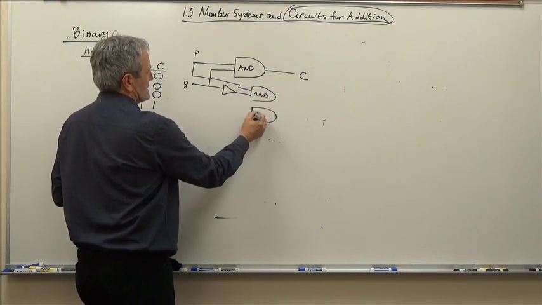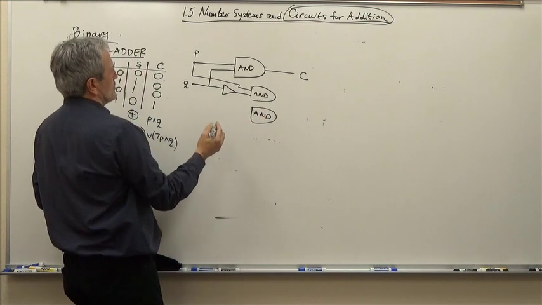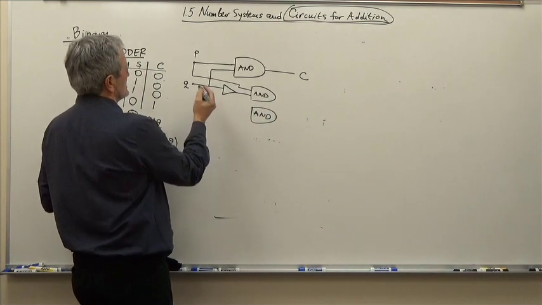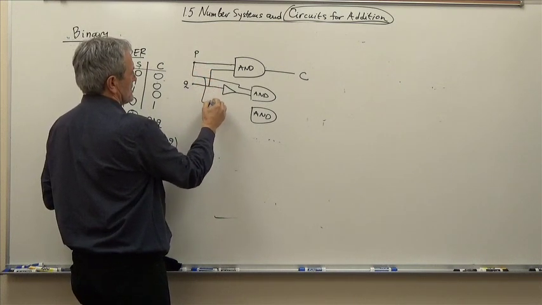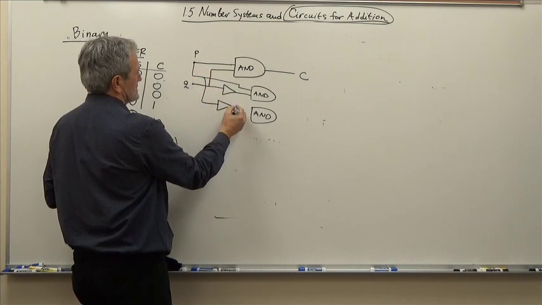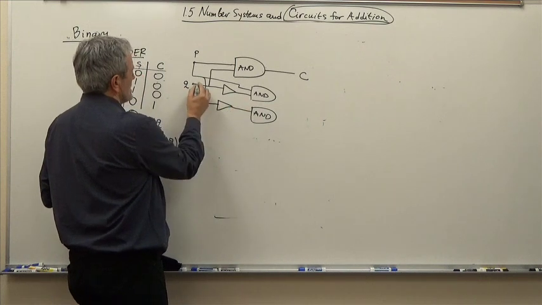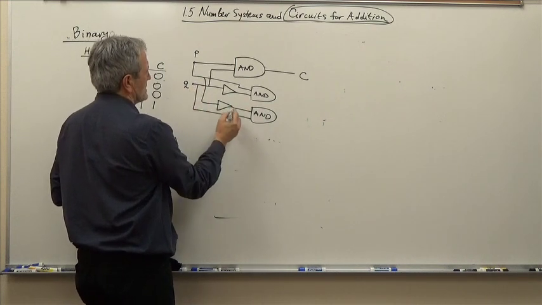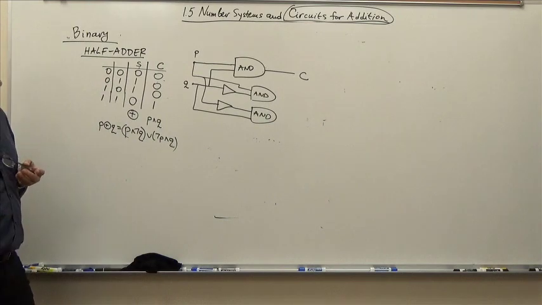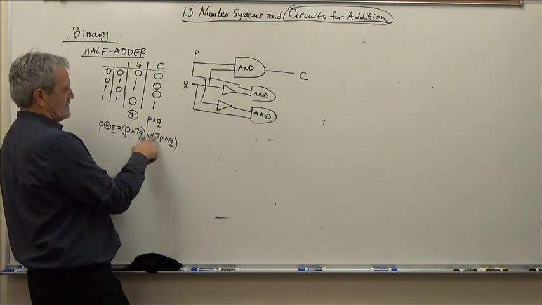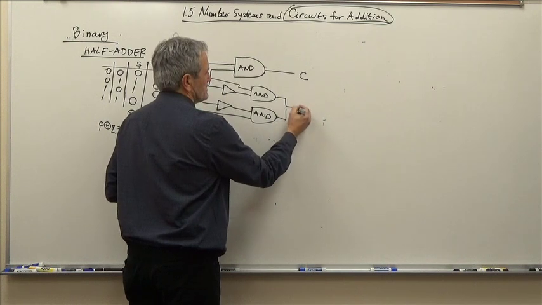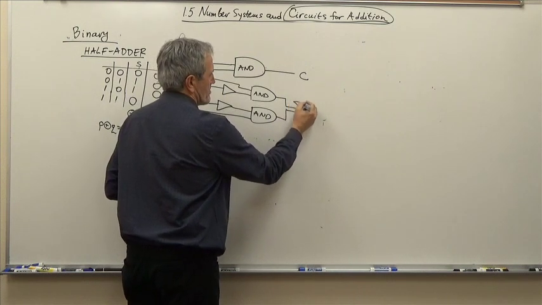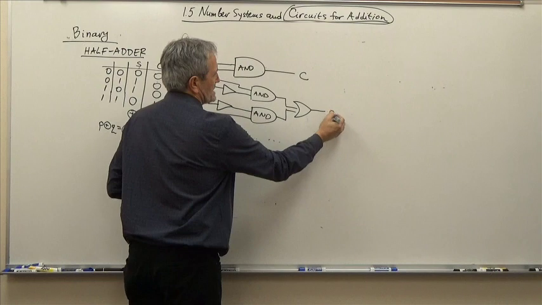Then we have another end here, where what? P will now go to inverter, so I'll bring P here, to inverter on P, here it is, and Q will be connected normally, so here it is. So then I have both pieces, now I just do OR. And here is my sum.